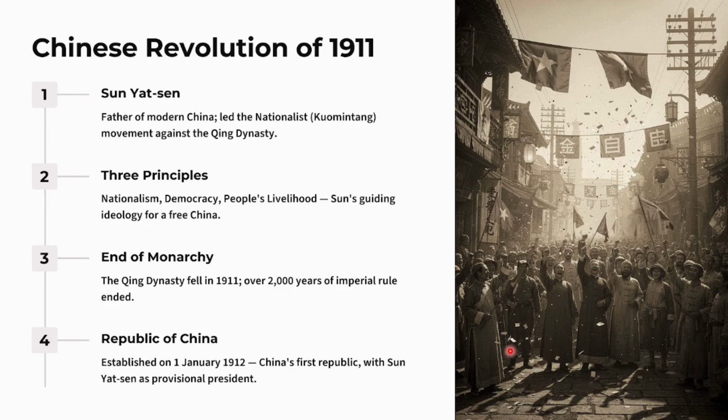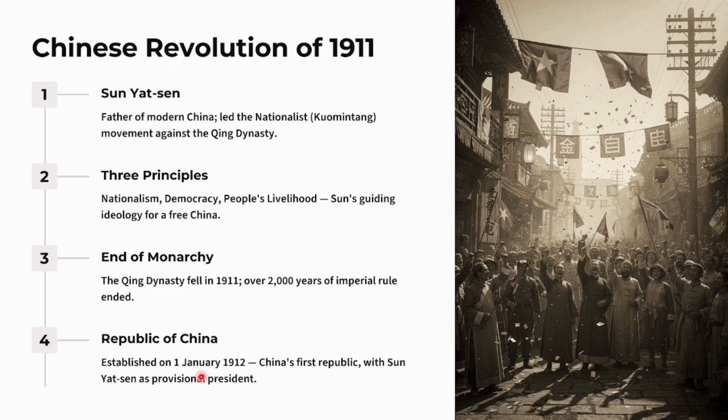So, the Chinese Revolution of 1911. Sun Yat-sen, the father of modern China, led the nationalist Kuomintang movement against the Qing dynasty. Then three principles: nationalism, democracy, and people's livelihood, Sun's guiding ideology for a free China. Then the end of monarchy: the Qing dynasty fell in 1911, and over 2000 years of imperial rule ended.